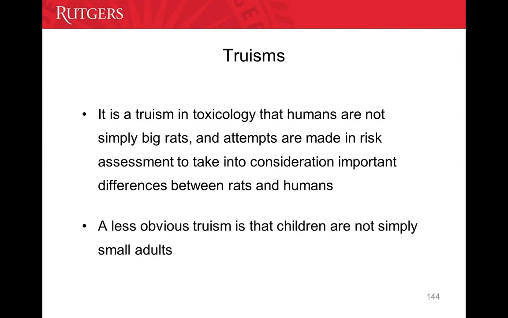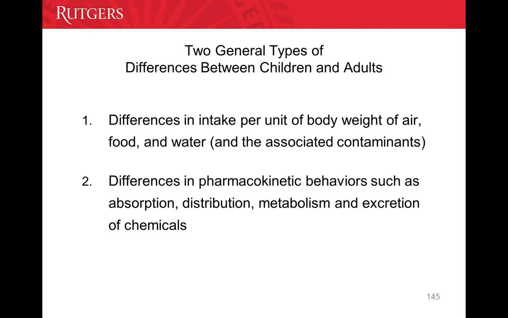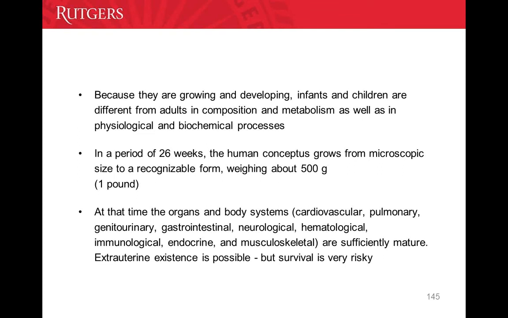And a less obvious truism is that children are not simply little adults. And so the public health considerations in environmental health for children are pretty serious. First and foremost, of course, is the increase in unit body weight of air, water, and food associated with children. Also, there are different pharmacokinetic behaviors in absorption, distribution, metabolism, and excretion. So kids are taking in higher levels of air, food, and water per unit size.